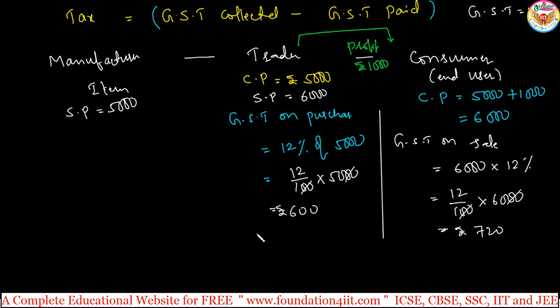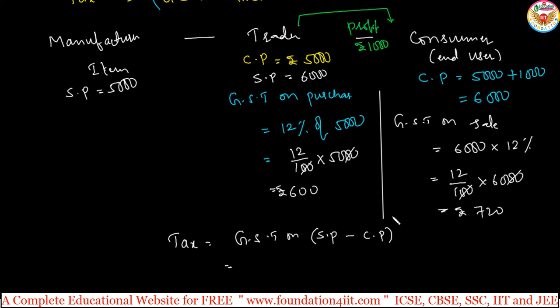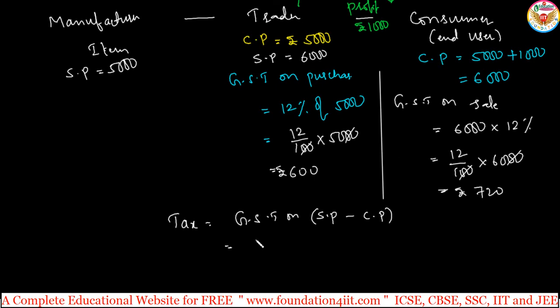or GST on sale price minus GST on cost price. So tax is nothing but GST on the sale price minus the cost price. That is GST on value addition. How much value is added? Only on the profit will GST be calculated. So 720 minus 600 is equal to 120. Only 120 rupees on this transaction should be paid as tax to the government. That you should remember.